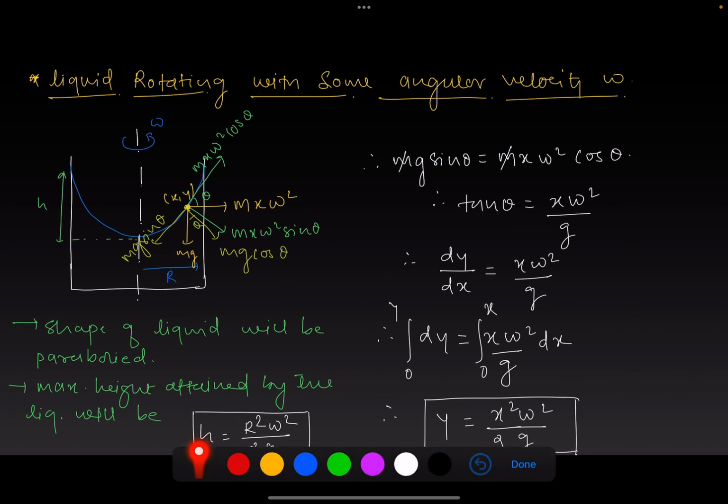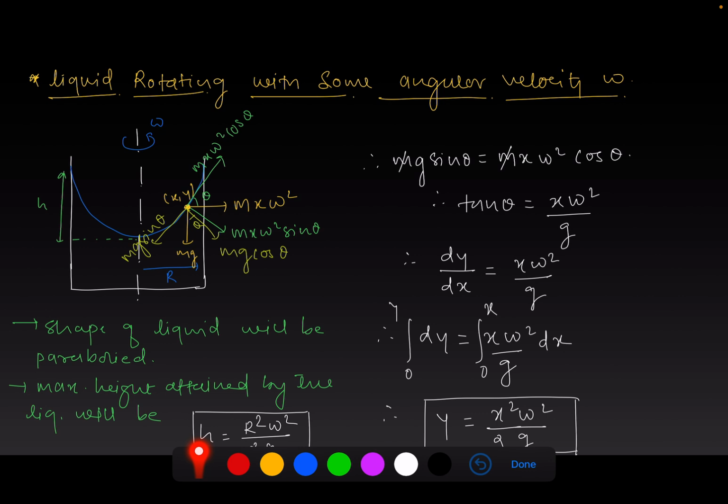Liquid rotating with some angular velocity omega. Now consider a container in which some liquid is there. So this is the axis of rotation. If the liquid is rotating about this axis, the shape will become something like this. It will form a paraboloid shape. This is 3D, so that's why we will call it a paraboloid.